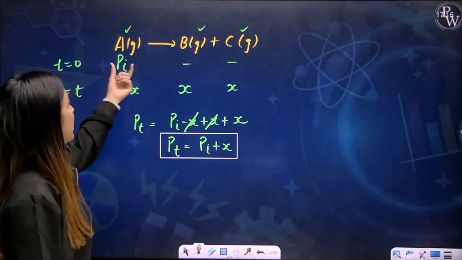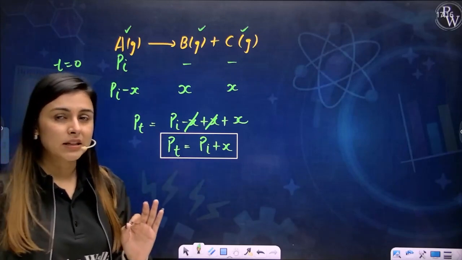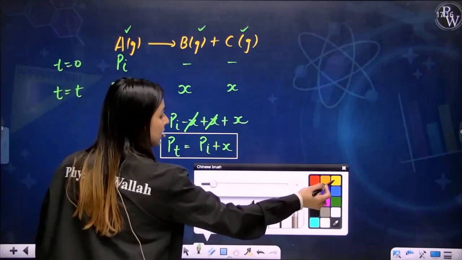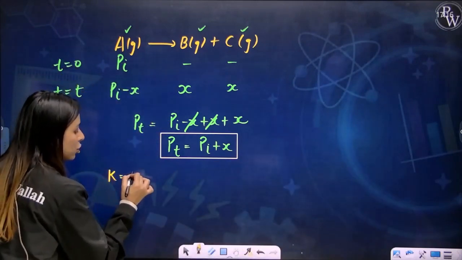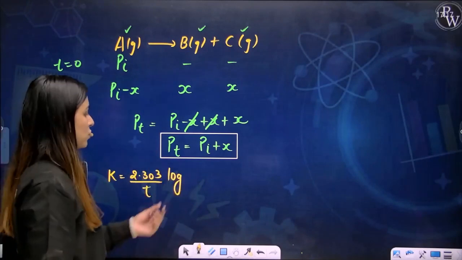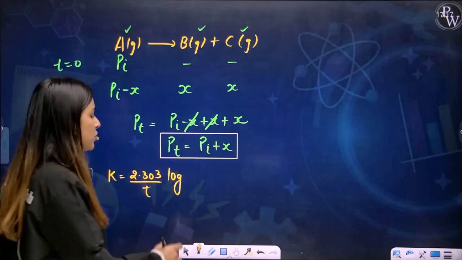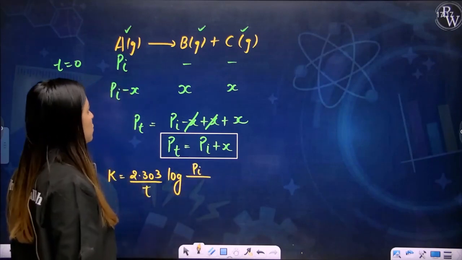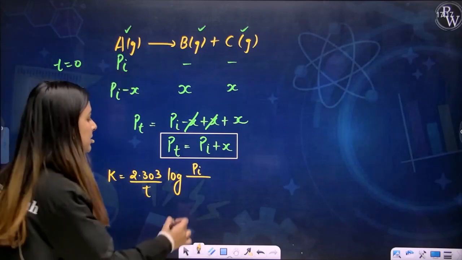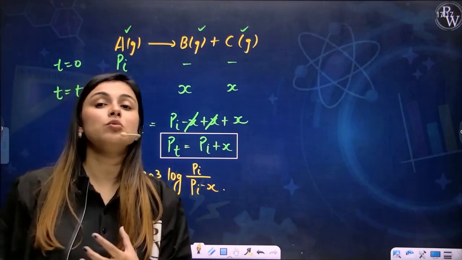And I know that the initial pressure is P initial. Yes, till now everything is clear. If you write the integrated rate law for a first order reaction, what can you say? According to the integrated rate law, K is equal to 2.303 upon T log. Now, my dear students, we don't have concentration, but we have partial pressure. So the initial partial pressure of the reactant divided by the final pressure of the reactant only. The final pressure would be P initial minus x.